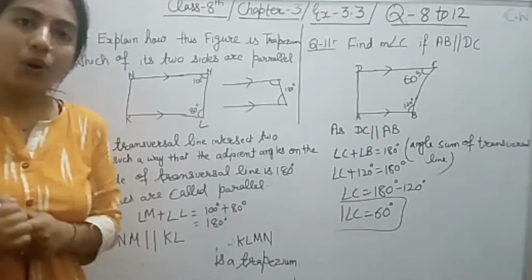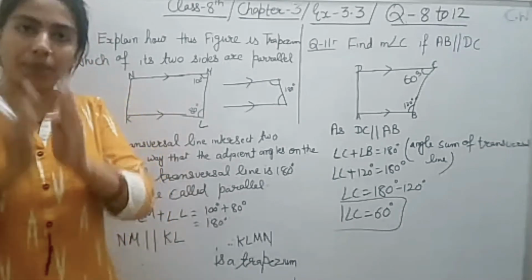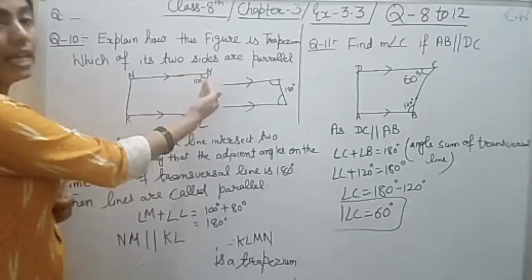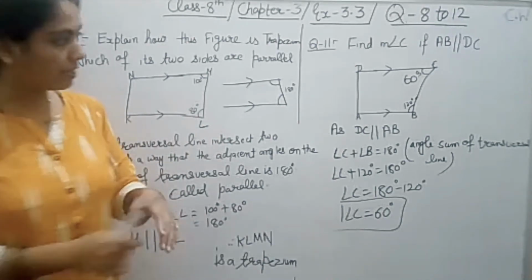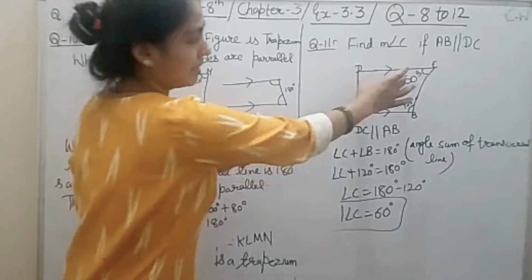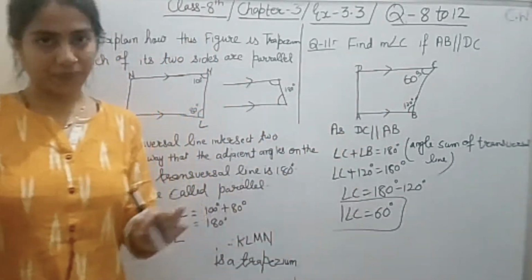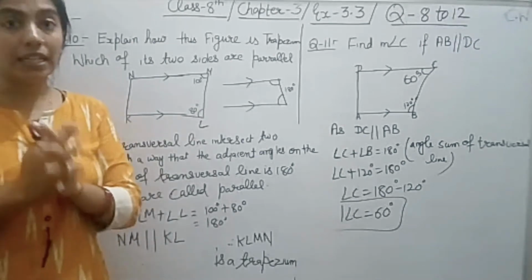Got it, student? Got the property of trapezium? Why is it called a trapezium? It is called so when the sum of its interior angles on the transversal is 180. And you see 120 plus 60 is 180 only. It means yes, these are parallel lines. Okay student, so this is all about your question number 10 or 11, and learn this property.